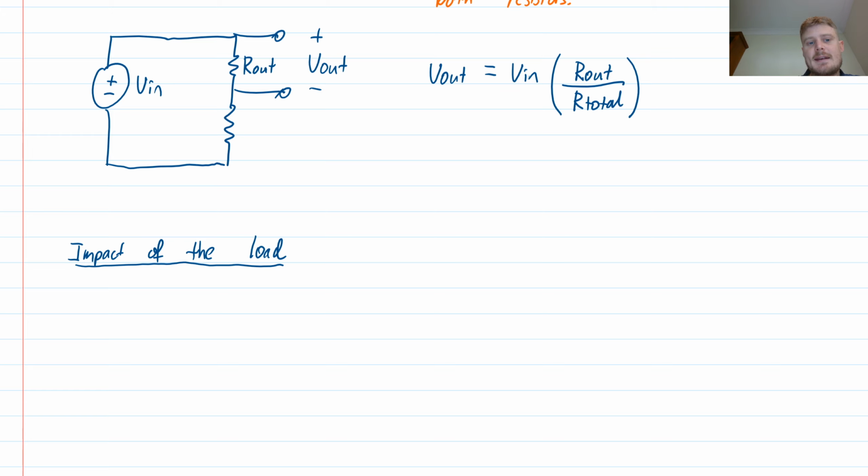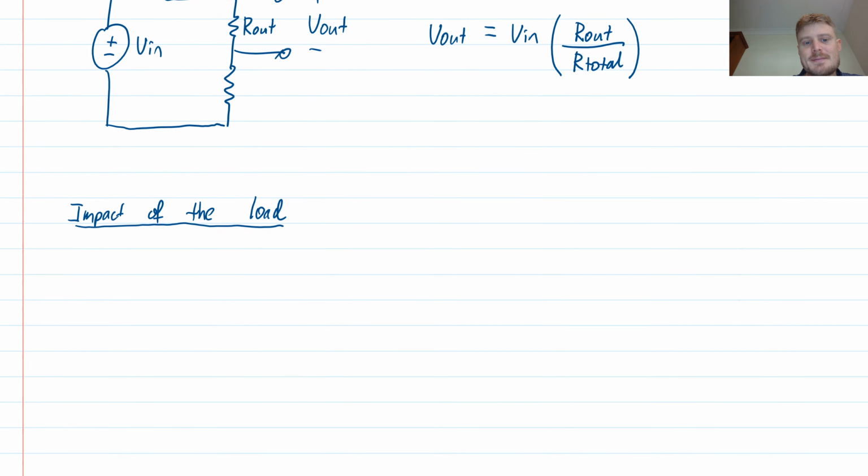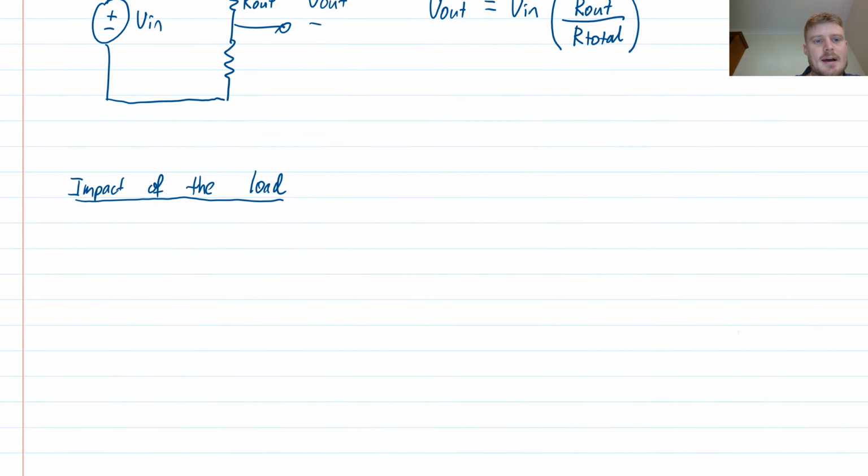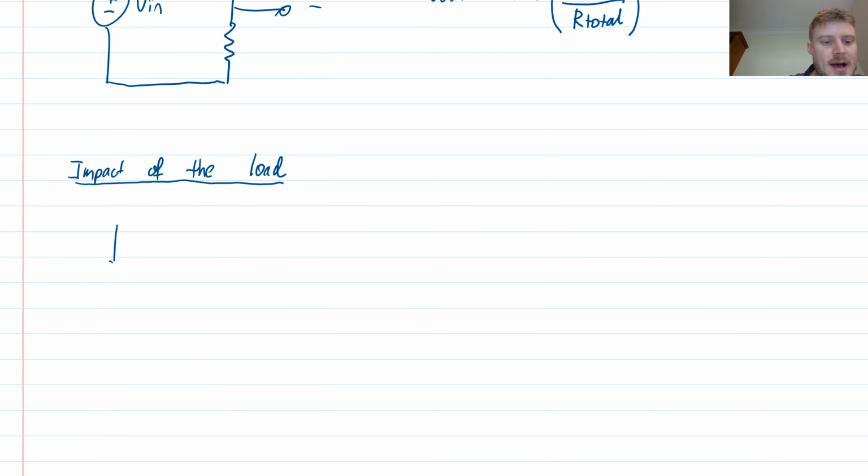So if I'm designing this front end stage of my circuit, which produces an output voltage, the thing that I connect to that output voltage is the load for this part of my circuit. So the impact of the load. Let's draw a typical situation, and then we'll have a look at what that means.